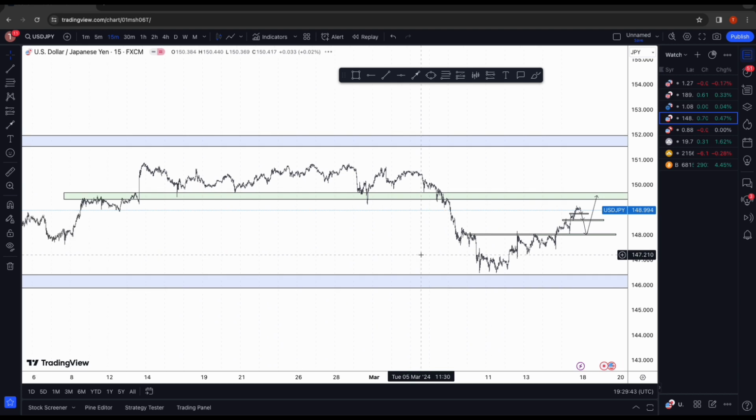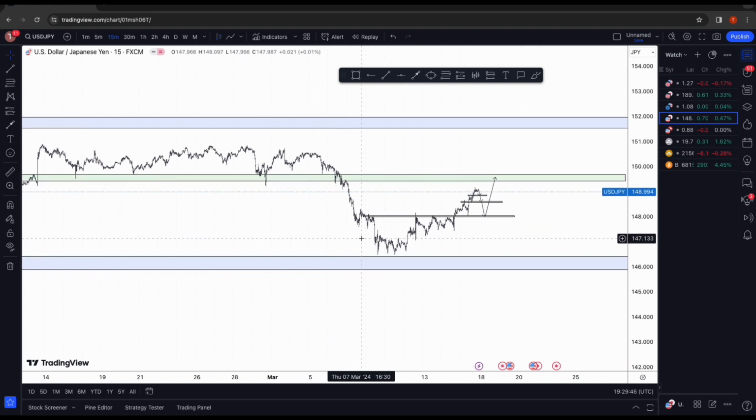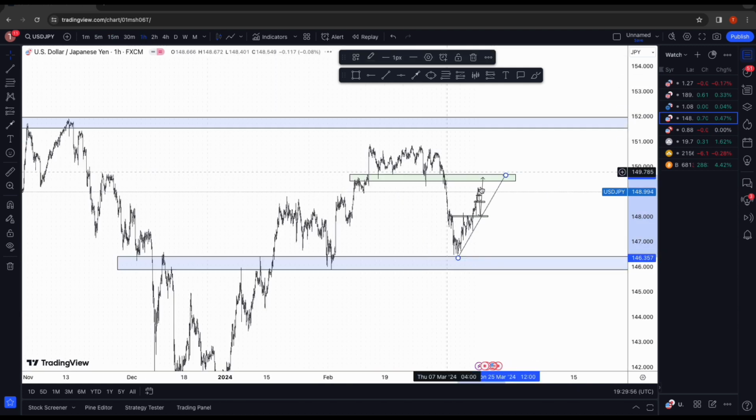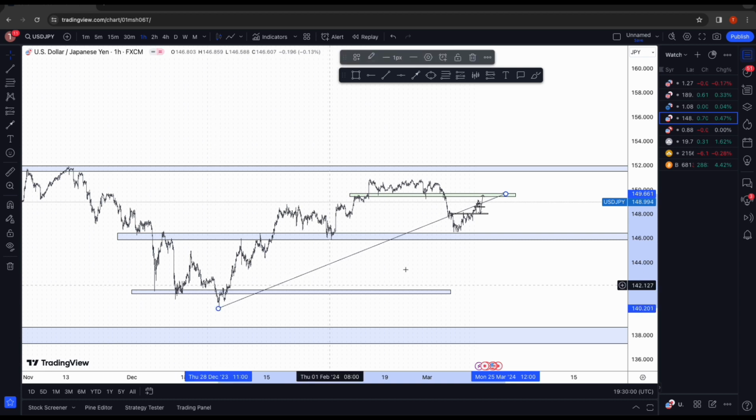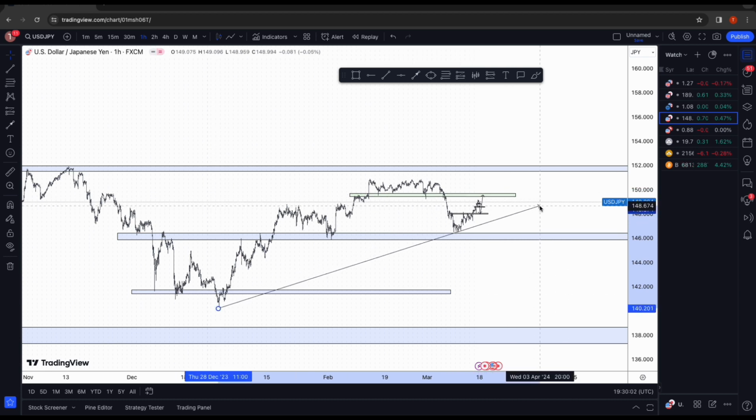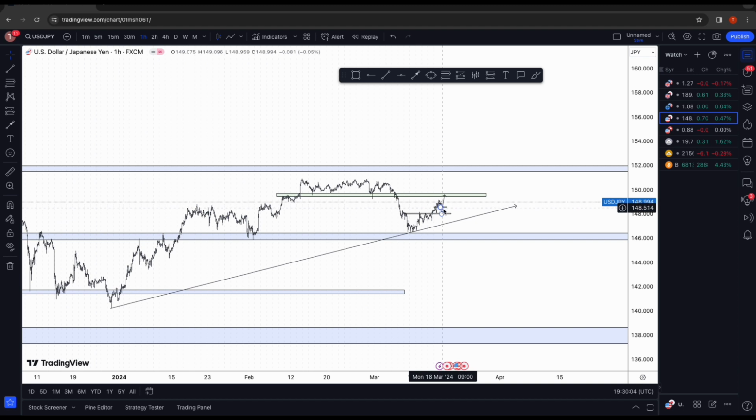So I hope that helps, makes things clear. For the overall outlook for next week, again, price is bullish, so let's see how that goes. Could it come down further? It could, yeah.